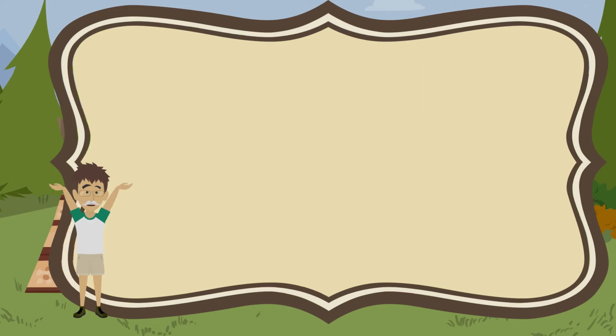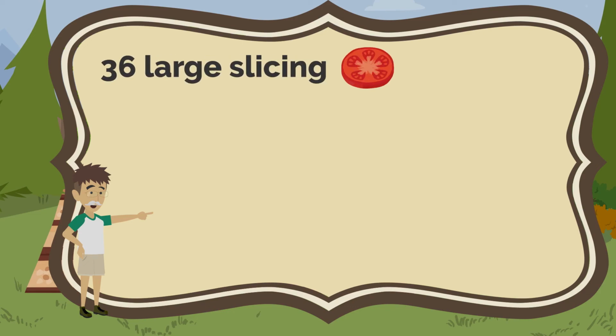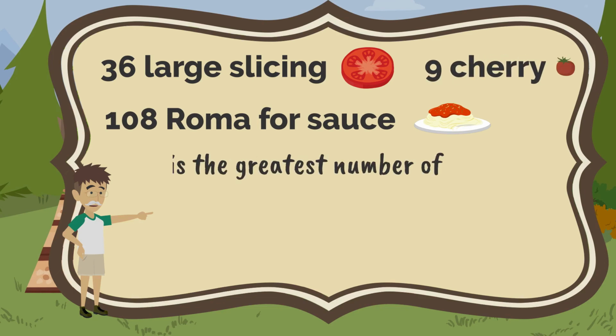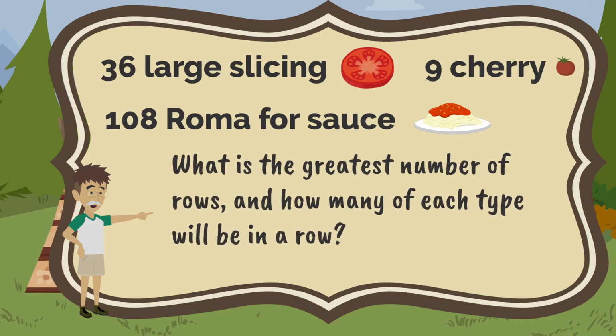Finally, I love tomatoes. I am planting 3 different types. I plan to plant 36 giant slicing tomato plants, 108 Roma tomato plants for sauce, and 9 cherry tomatoes. What is the greatest number of rows, and how many plants of each type will be in each row?